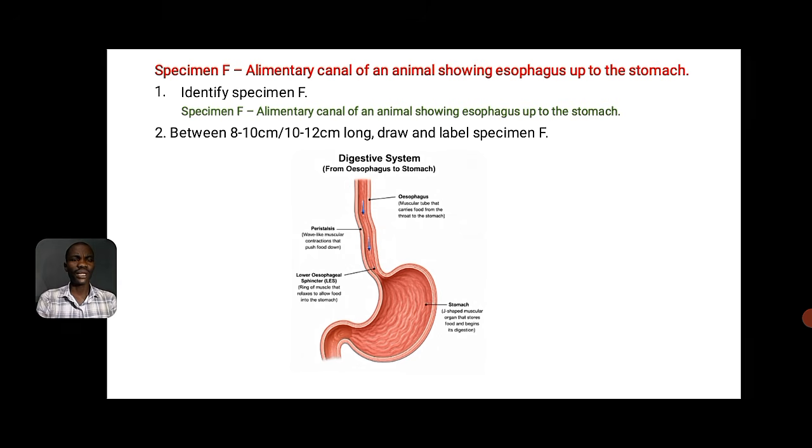Then you label to the right. Make sure you use a ruler. Your label must be what? Horizontal, and it must be ruled. It must be ruled. So that is that.